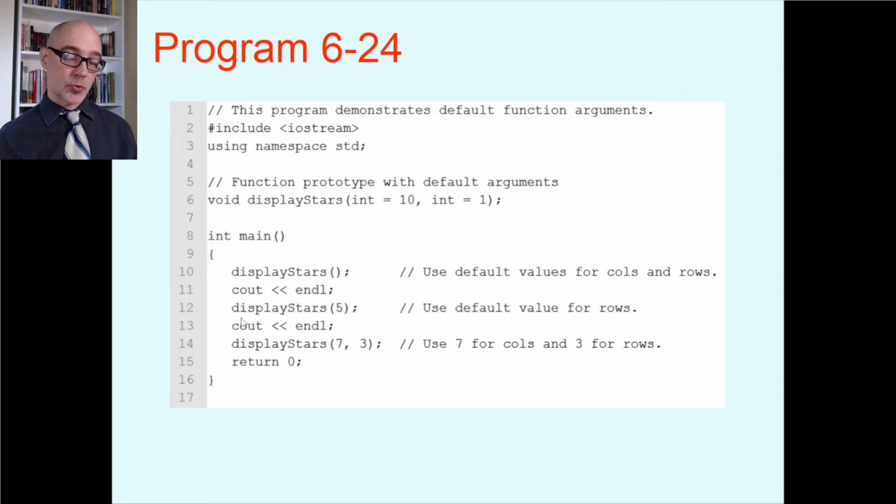We call displayStars with just 5. So like we were just saying with that detail, the first argument will be this non-default 5, okay? And for the second argument, you'll get the default. So how many columns and how many rows will that be? And then on line 14, we call displayStars and actually specify both parameters. So you can see right there how many columns and how many rows you're going to get.